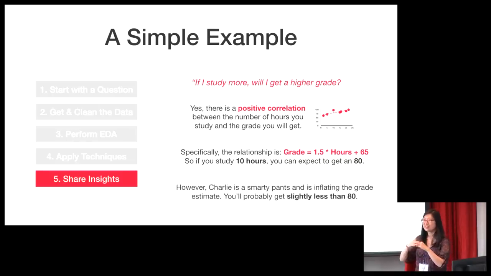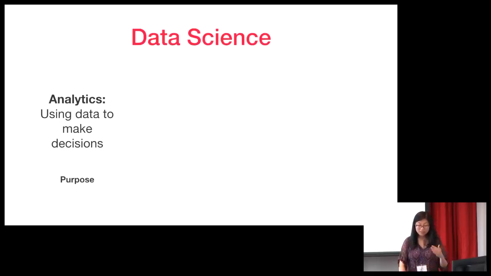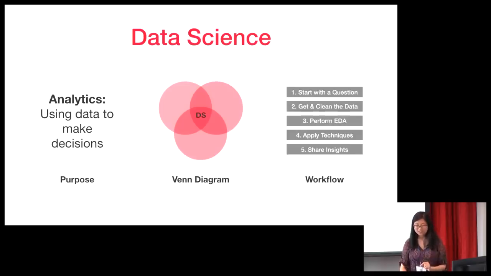So at the end of the day, even if linear regression predicts you're going to get an 80, you're probably going to get slightly less because of that. So that right there was our whole data science workflow. Make sense? Great. OK, so for this section, I talked about data science being part of analytics, and it's all about using data to make decisions. I talked about the Venn diagram and not to fall in the danger zone, because you need to know the math. And then finally, the workflow.